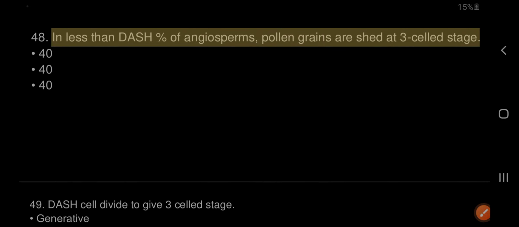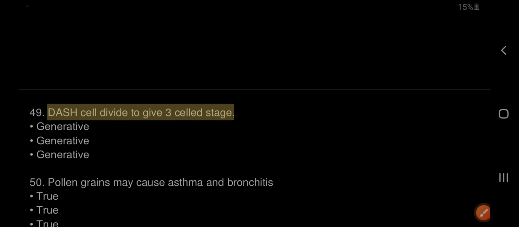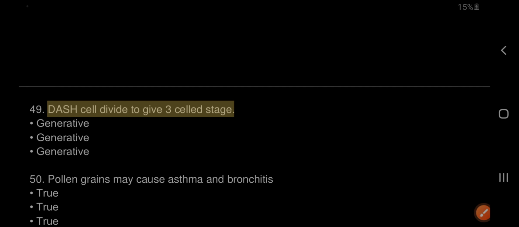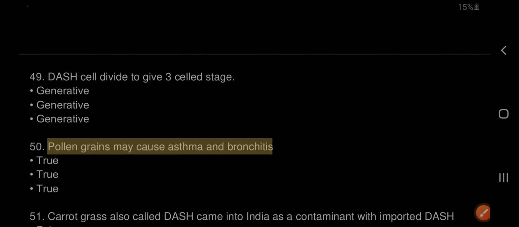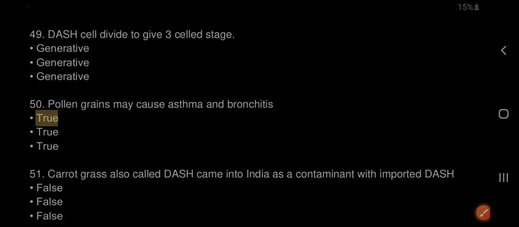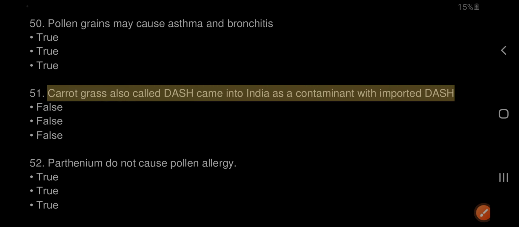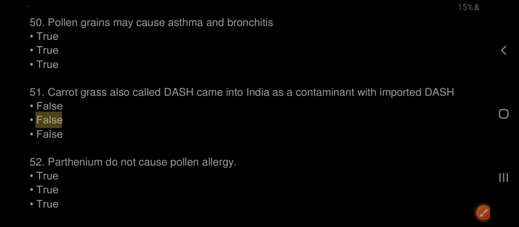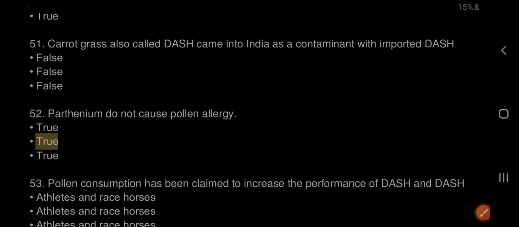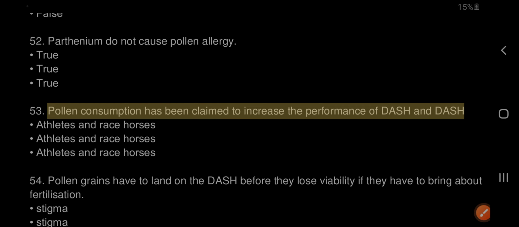48. In less than dash percent of angiosperms, pollen grains are shed at 3-cell stage. 40. 49. Dash cell divide to give 3-cell stage. Generative. 50. Pollen grains may cause asthma and bronchitis. True. 51. Carrot grass, also called dash, came into India as a contaminant with imported dash. False. 52. Parthenium do not cause pollen allergy. True.